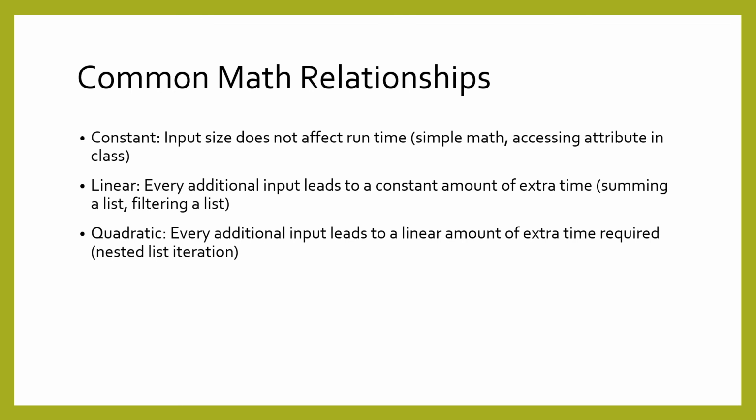The last relationship we'll talk about here is quadratic, where the input size increasing means linearly increasing the time required. We see this when we are iterating through a two-dimensional list. Each time we add another row, we are really adding a bunch of elements. Quadratic growth can get out of hand quite quickly, and is not a good situation to be in. Ideally, our programs would be constant time, but that is rarely the case for most interesting programs.